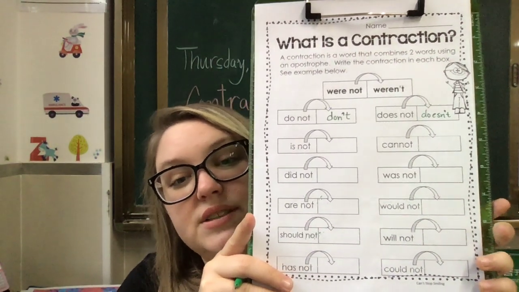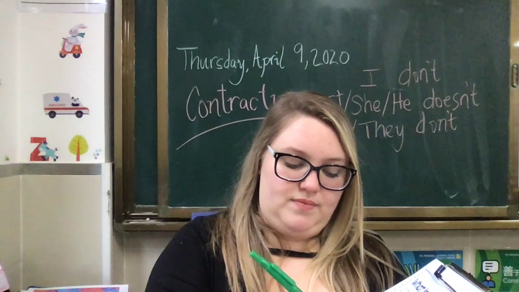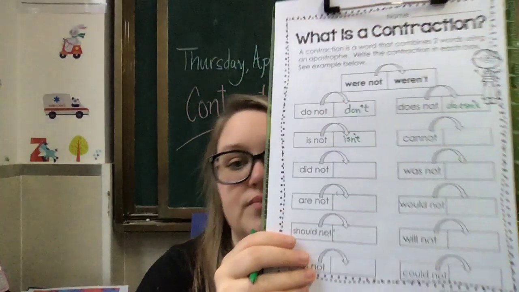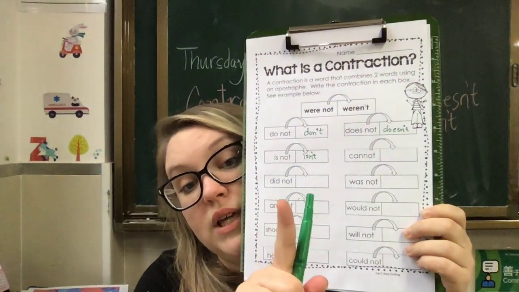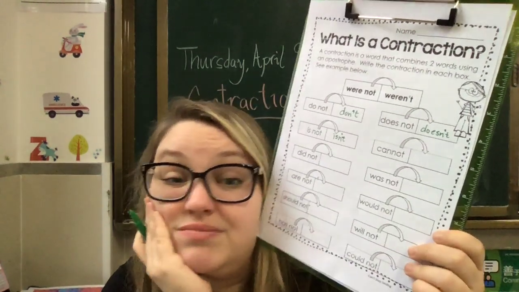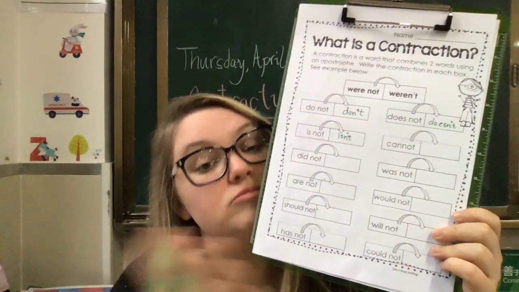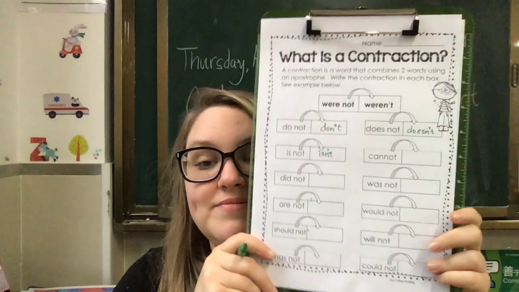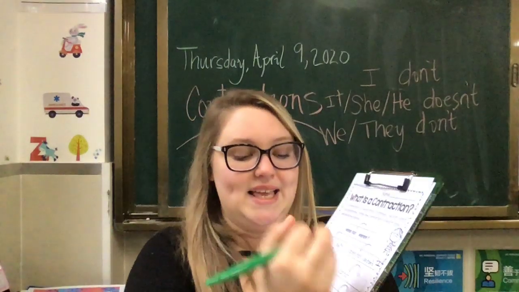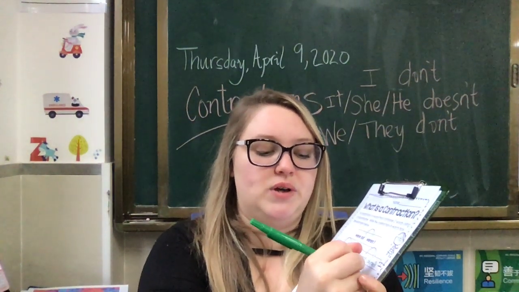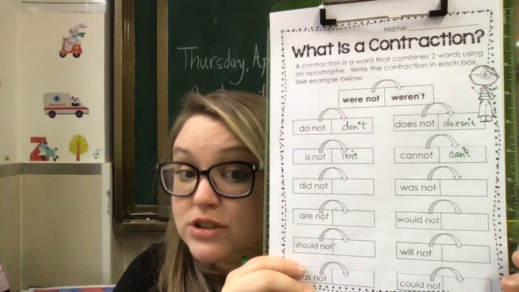Okay, next one, is not. What contraction is that? Good. Isn't. And cannot. Now notice cannot, one word, cannot. I don't know why. I cannot tell you why. I'm so sorry. For some reason, cannot is one word, okay? I don't know why. English is weird. So cannot. How do we shorten that to a contraction? Good. Can't. No one wants to say cannot. The cat cannot run. Everyone says the cat can't run, right?